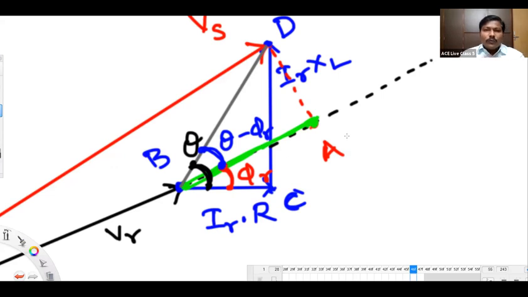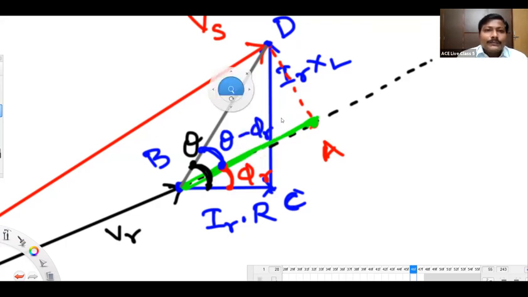What's the aim here? Why are we discussing all these things? To calculate BA. Now you see, this BA length is nothing but BD into cos of theta minus phi r. From this right angle triangle, BA length is BD into cos of theta minus phi r. Yes or no? That's the purpose of all these things.